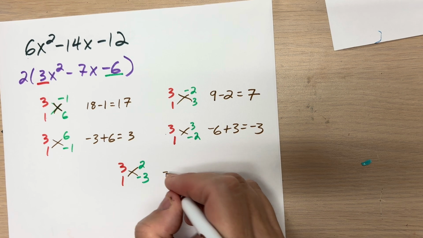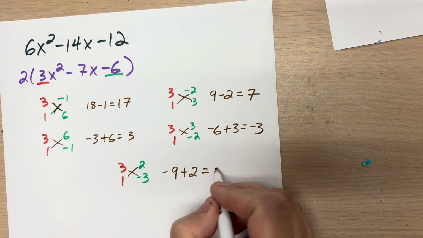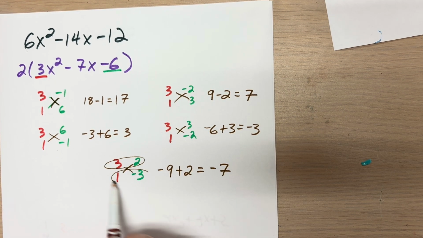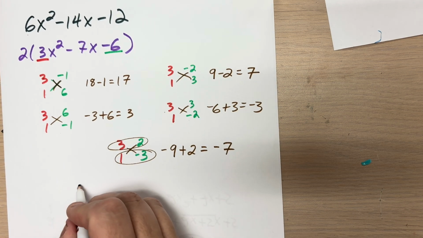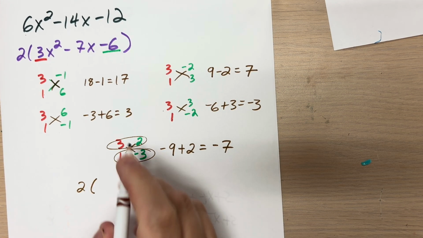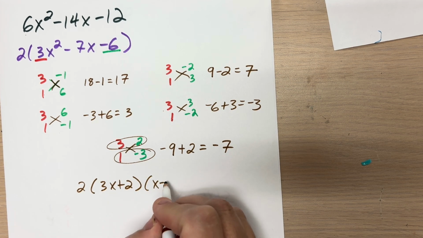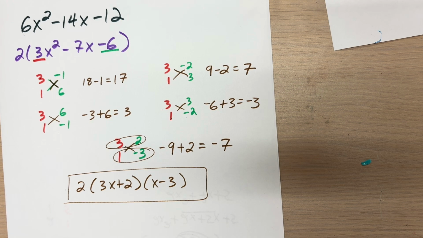3 times -3 is -9. 1 times 2 is +2. Hey, there it is, -7. So I'm going to use these numbers and these numbers. Don't forget that we factored out a 2, so we want to bring him down. Then I have 3x plus 2 and the quantity x minus 3. Isn't that so fun? Oh my goodness, so cool.